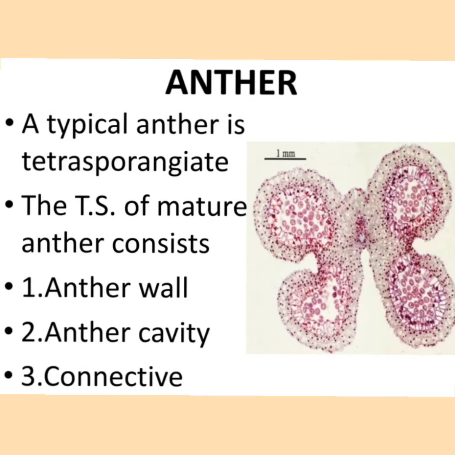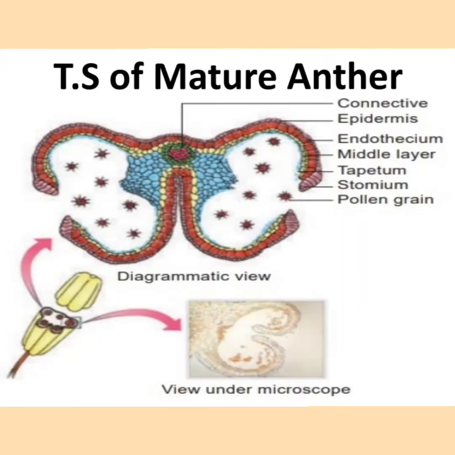The transverse section will show the anther wall, the anther cavity and the connective tissue connecting the sporangia. In this structure, you can see the connective tissue in the center having the vascular bundle which is continuous with the filament, and the anther wall which is made up of the epidermis outside. Inside the epidermis is the endothecium. Inside the endothecium are the middle layers, which are 2 to 3 in number, and inside the middle layers is the tapetum. In between the sporangia the endothecium is very thin and may dehisce, and this area is called the stomium. This helps in the release of the pollen grains from the sporangia.